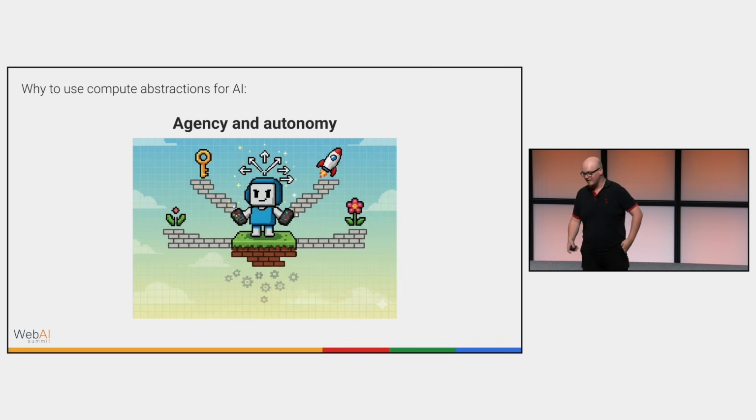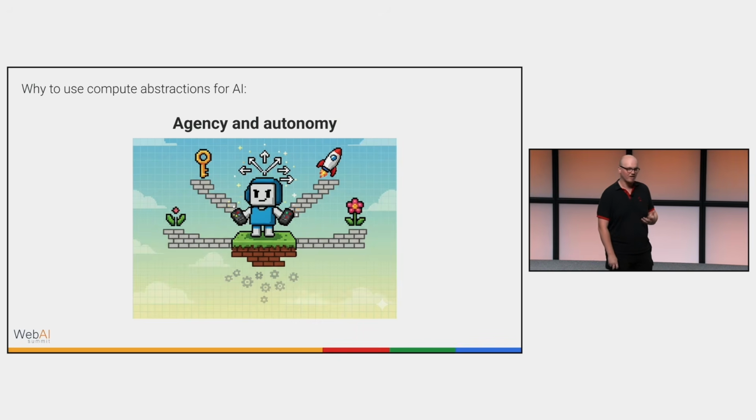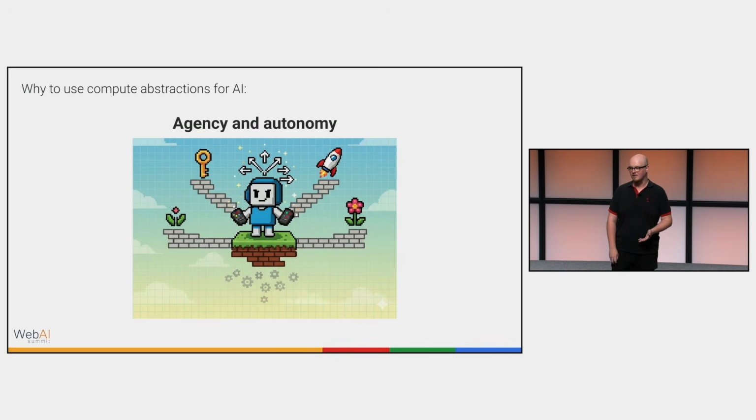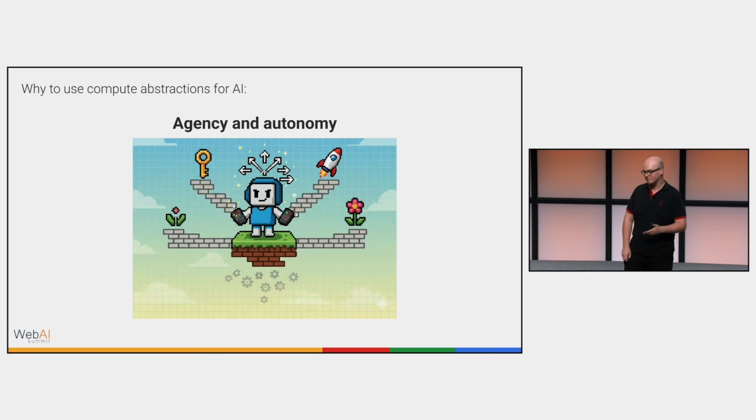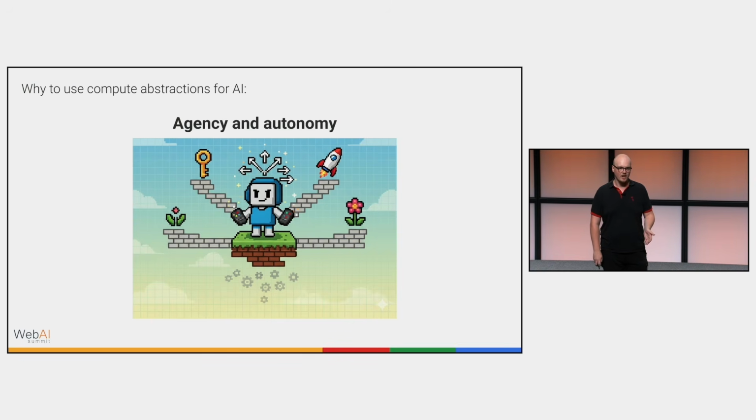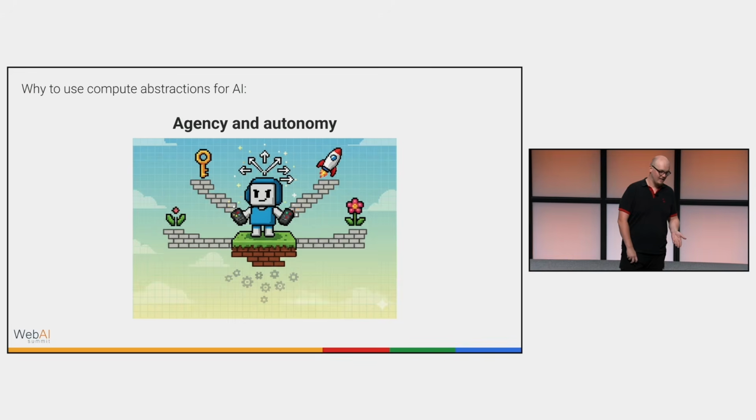And the first one, and maybe the biggest philosophical argument, is just agency and autonomy. When you're using built-in AI APIs, the model is chosen for you for the most part, or planned to be. And you really take what you can get. You take a large dependency on someone like Google or someone like Chrome to handle a large part of that. This is part of what makes it really easy, but you also then take on that dependency. And with compute abstractions, you're in control. You can decide what to ship. You can decide what model to use, when to update, all these kinds of things.